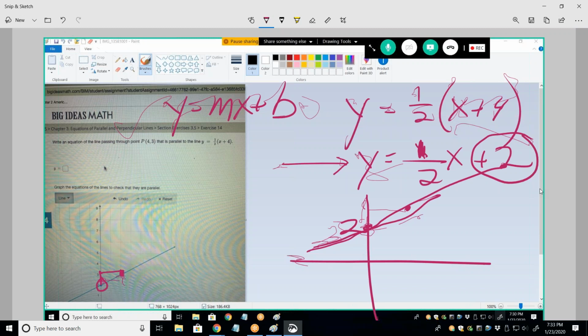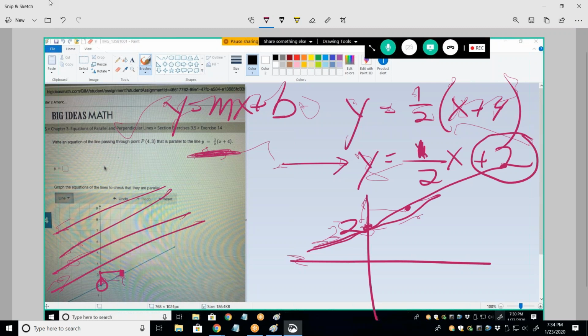Now, if we go back up and look at their original question, it says, write an equation of a line passing through a given point that is parallel to this equation. In other words, they want us to give them an equation of a line that is not this blue line in the picture, but another line that's parallel. Parallel lines look like this, right? They have the same slope. However, there's something else about parallel lines.